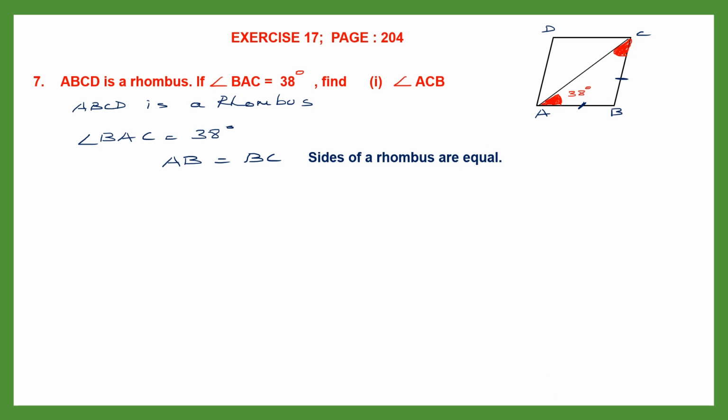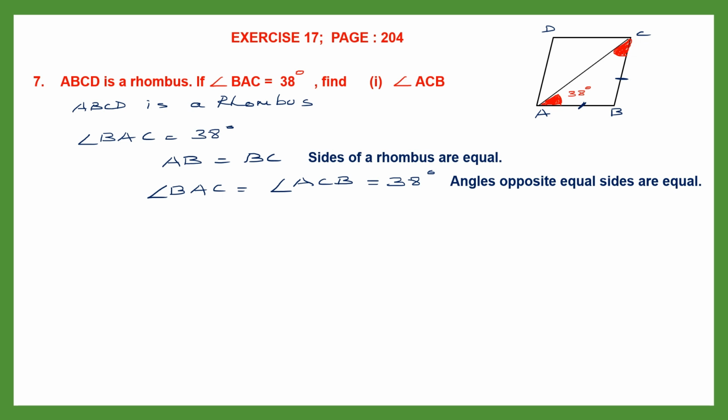So we can write that down. Angle BAC is equal to angle ACB, and they will both be equal to 38 degrees, and the reason is angles opposite equal sides are equal. So we have found the answer to the first question, that is we had to find the value of angle ACB, and we have found it to be 38 degrees. So this is our first answer.